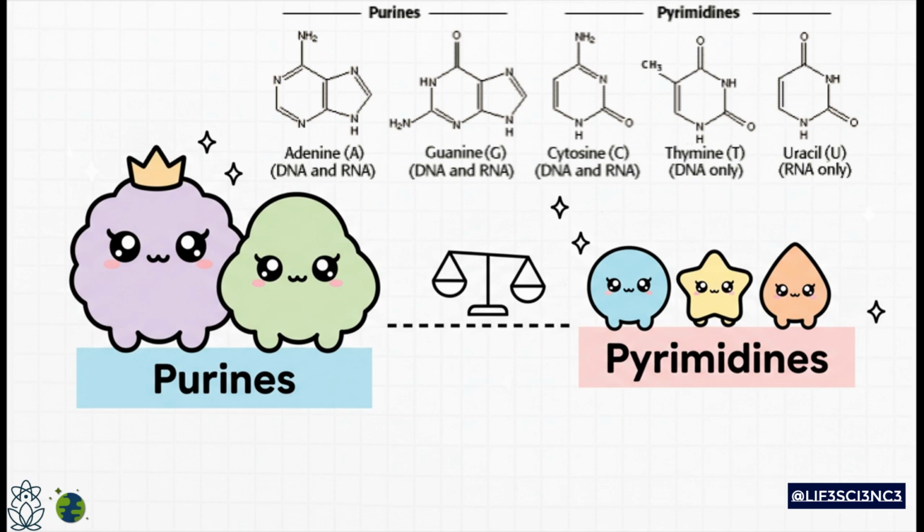And this size difference is absolutely critical. It ensures that when they pair up to form the rungs of the DNA ladder, every single rung is the exact same width. It keeps the whole structure stable and uniform.